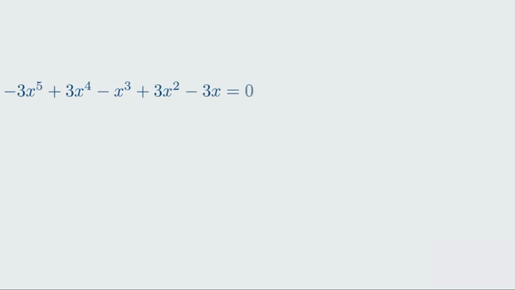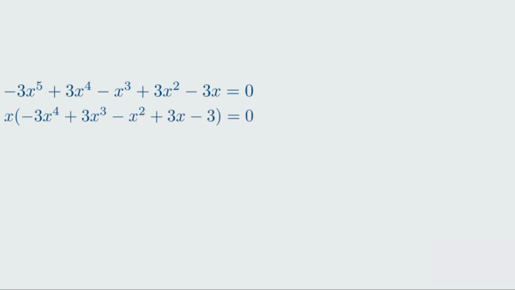Our goal in this step is to factor the quintic equation into simpler polynomials. This will allow us to find the individual roots that satisfy the original equation. The equation is negative 3x to the fifth plus 3x to the fourth minus x cubed plus 3x squared minus 3x equals 0. First, let's factor out a common term. Every term contains an x, so we can factor it out immediately. Factoring out x gives us x times the quantity, negative 3x to the fourth, plus 3x cubed minus x squared, plus 3x minus 3 equals 0.